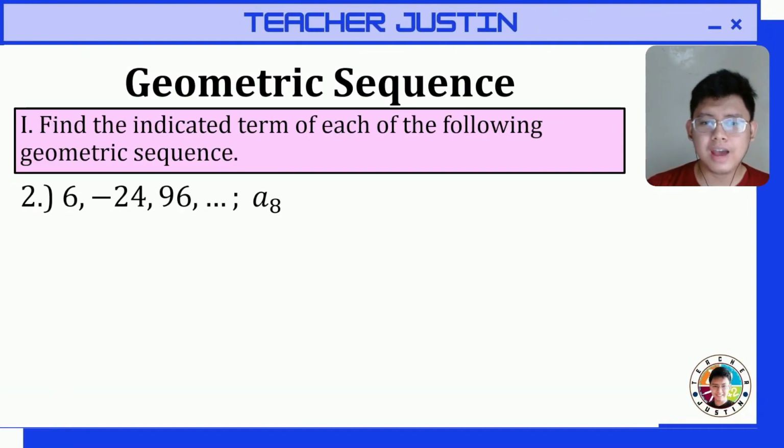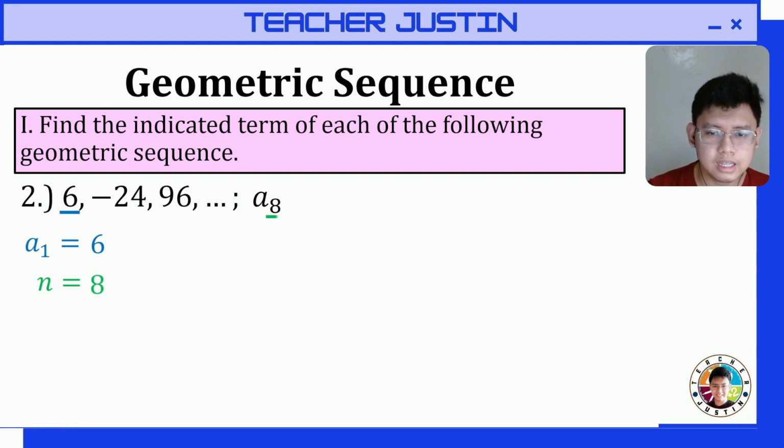Okay. Let's find our 8th term of this geometric sequence. 6, negative 24, 96, and so on and so forth. So our first step in finding the nth term of our geometric sequence is for us to identify our given. So our first term is 6.